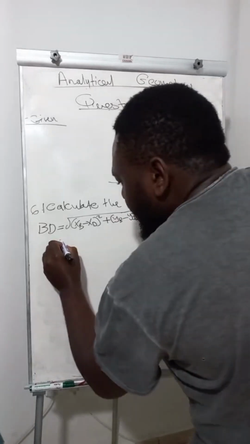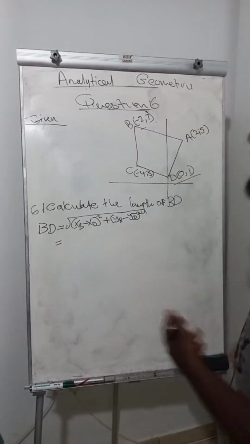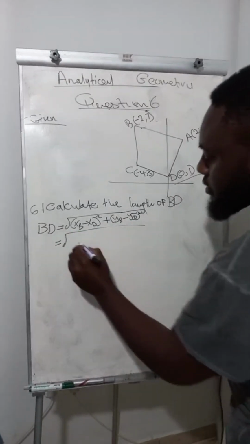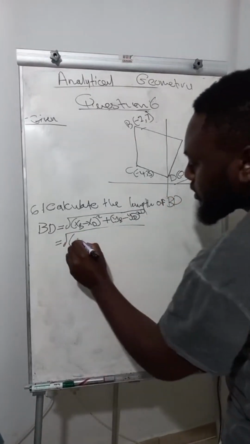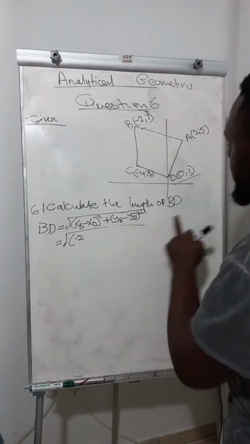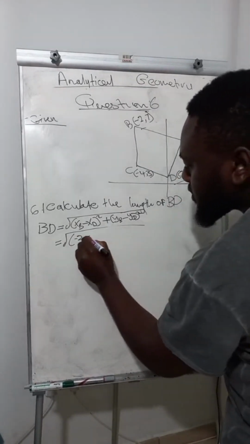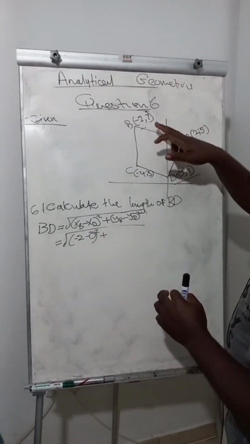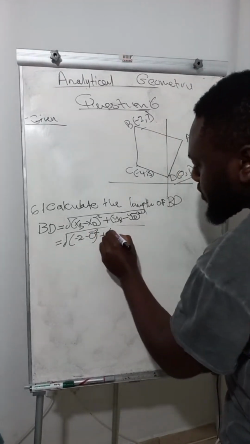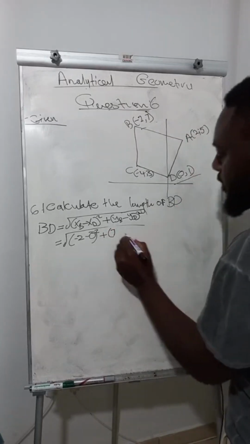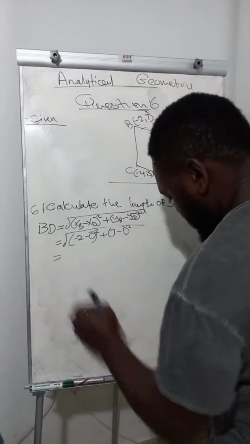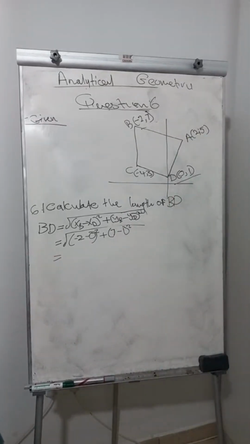Now let's replace the values which we have been given. In this case, the x at B is -2, and the x at D is 0, squared, plus y at B, which is 7, and then here you've got 1, squared. After getting this, I think I do have a calculator.